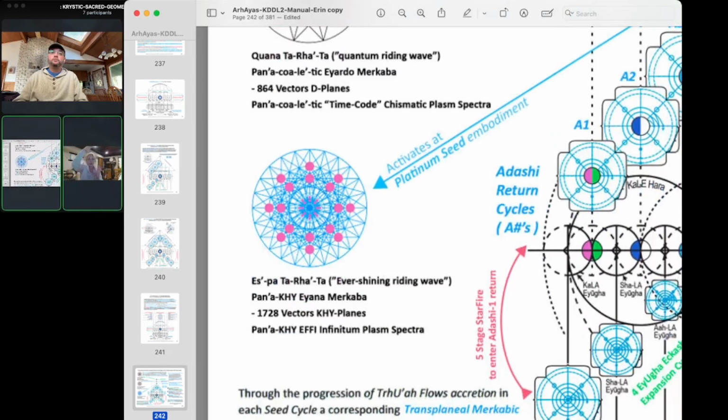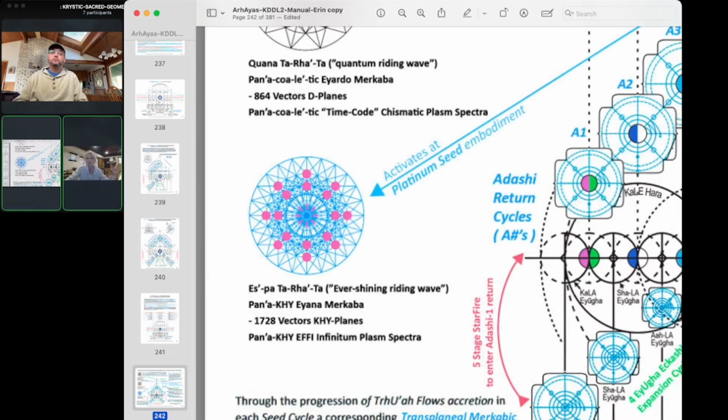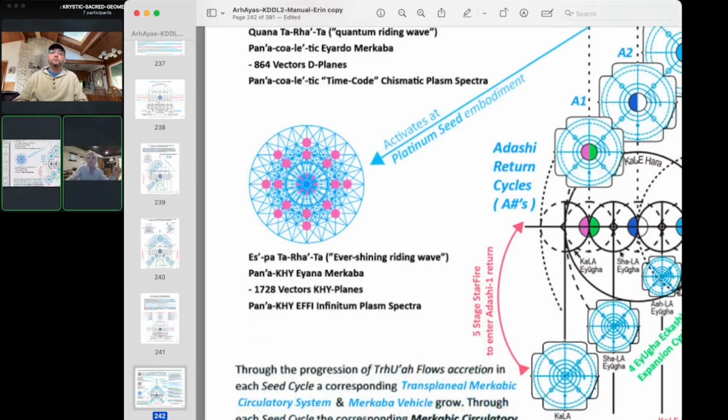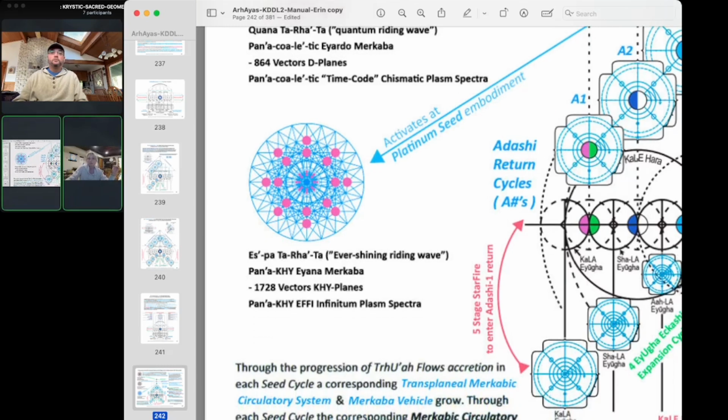Then we get the third one with Adashi return cycle number 3. So this would be called the Espatarata, one ever shining riding wave. The Panakai Merkaba, this is 1728 vectors of the Chi planes. So now we're in the unified D planes. These two balls are D plane, internal D plane balls. Together in the central Fe is called the Chi planes, KHY. And that's a number that we're familiar with, huh? 1728.